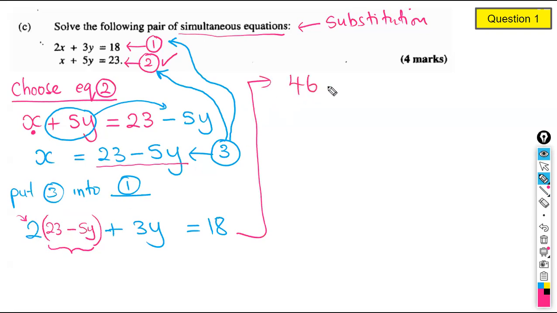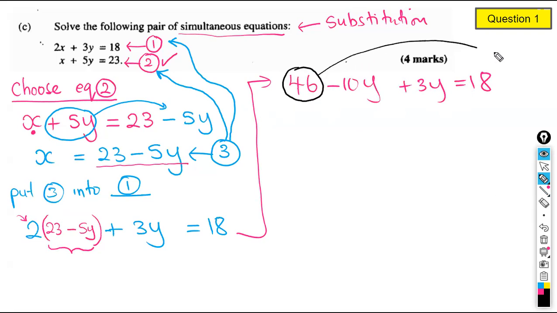You're going to get 46 minus 10y plus 3y is equal to 18. Keep all the y's on one side. I'm going to make a mistake on purpose. I want you all to pinpoint this mistake because I noticed one person made this mistake. I'm going to throw across the positive 46. You'll get 18 minus 46, right? And then what you're left with on this side, 3y and the 10y.